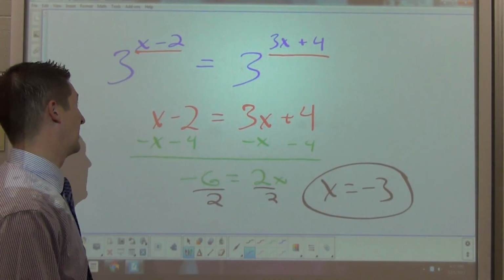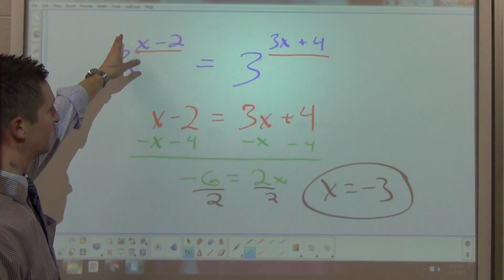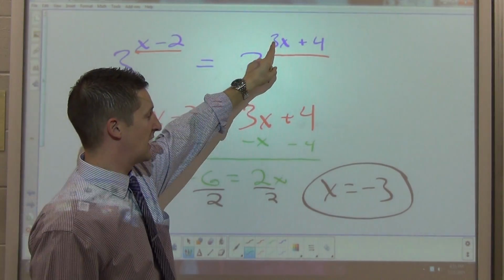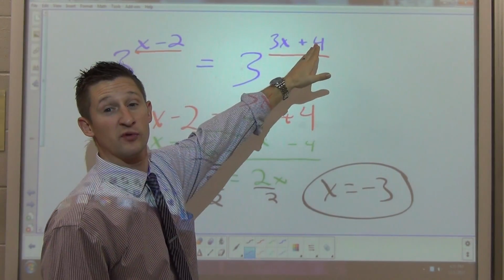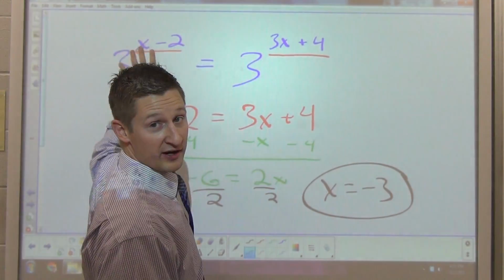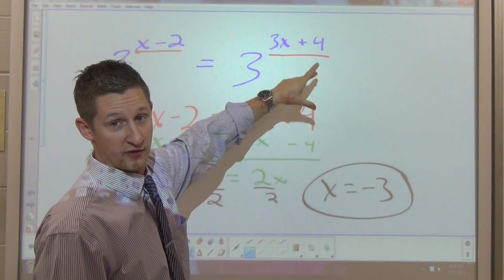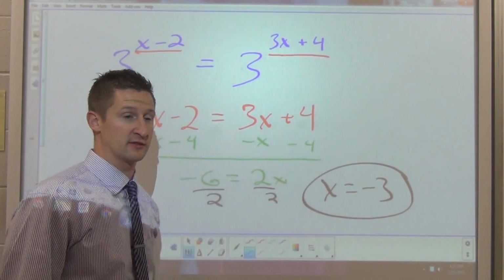Plug it back in and check it out. I'd have 3 to the negative 5th over here. On this side, negative 3 times 3 is negative 9, plus 4 is also negative 5. So 3 to the negative 5th equals 3 to the negative 5th. That's true. Negative 3 is our answer.